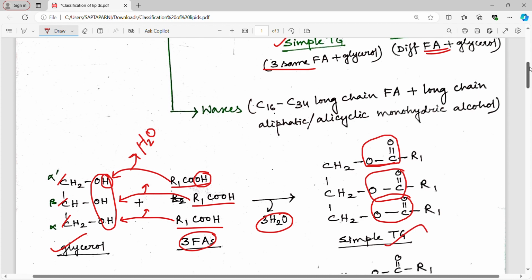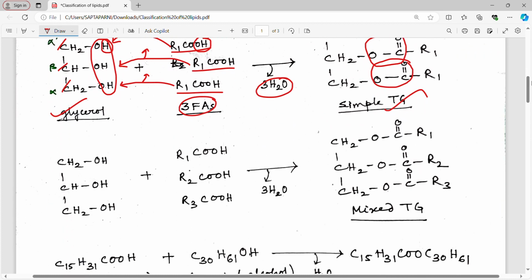Now coming to the mixed triglycerides, see here all three fatty acids are different. This is R1COOH, this is R2COOH, this is R3COOH. So all the fatty acids are different, that is why it is a mixed triglyceride. Now these simple and mixed triglycerides actually form the oil or liquid type of fat that we can see at room temperature.